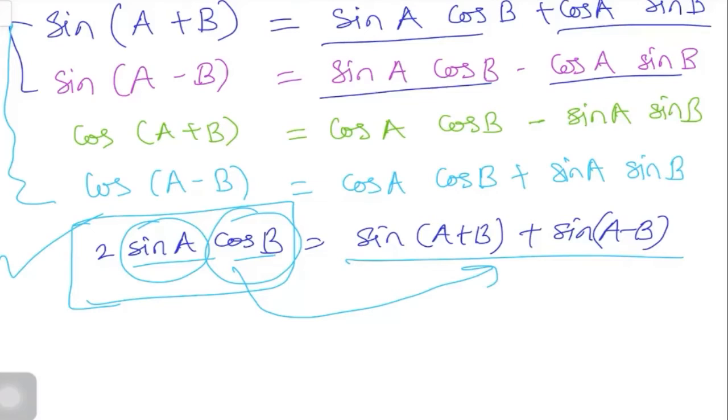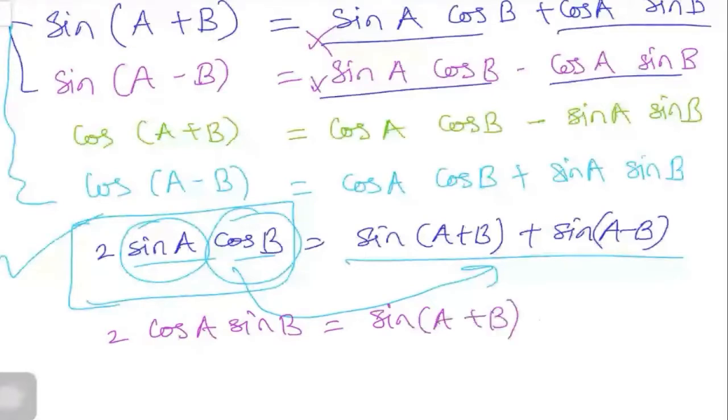When you subtract these two equations, the first term and the second term get cancelled, right? This term and this term get cancelled. Now we have 2 times cos a sin b, and in the left-hand side we have subtraction, so it becomes sine of a plus b minus sine of a minus b. So this way you can construct a formula.